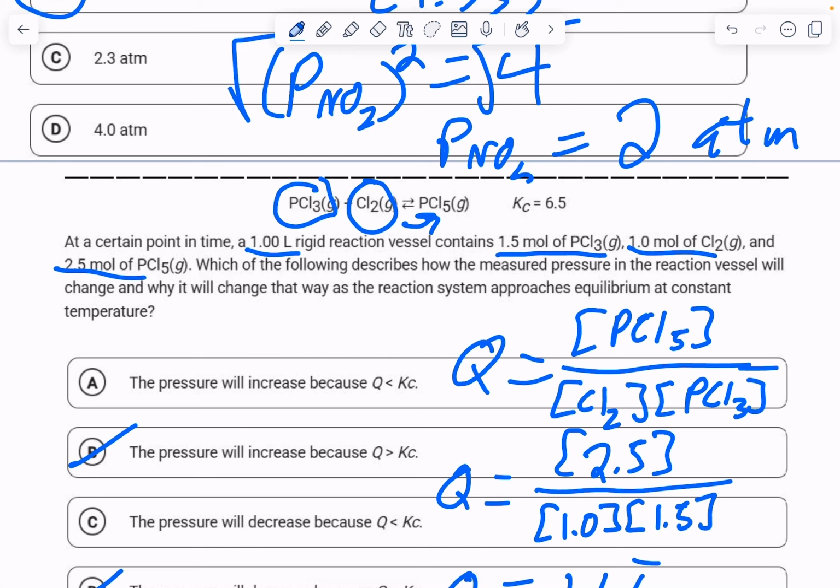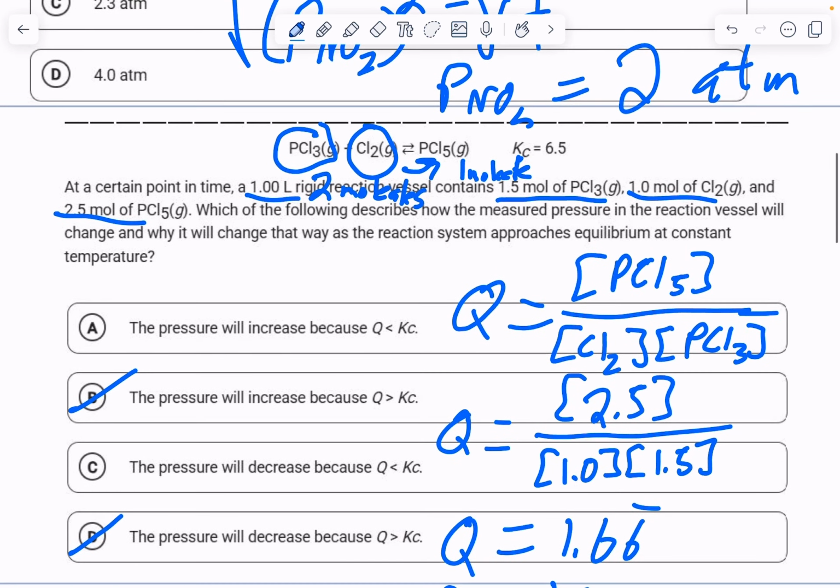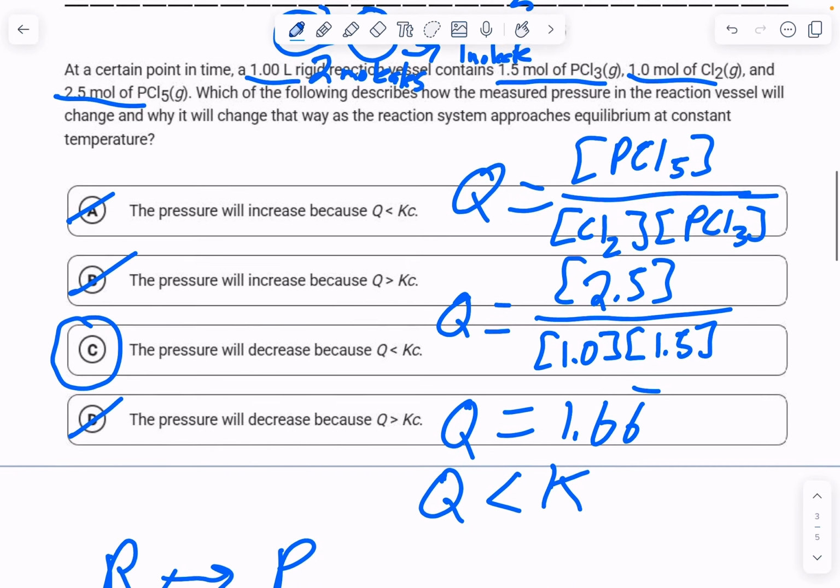So what is that going to do to the pressure? Well, we're going from 2 molecules of gas as reactants to 1 molecule. And remember, pressure is a measure of how many molecules there are banging against the sides of that container. So if we're going from 2 molecules to 1, pressure should be decreasing. So C is the right answer because the pressure will decrease because the Q is less than Kc. Q less than Kc tells us that there needs to be more products. And since we're taking 2 reactant molecules turning into 1 product, we're going to have a lower pressure. So A is wrong. So the answer is C.